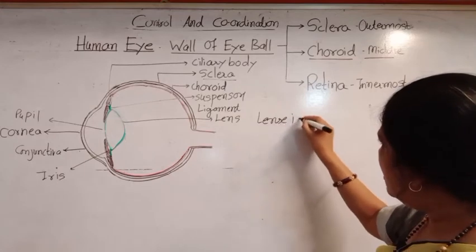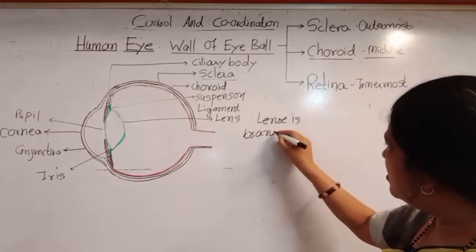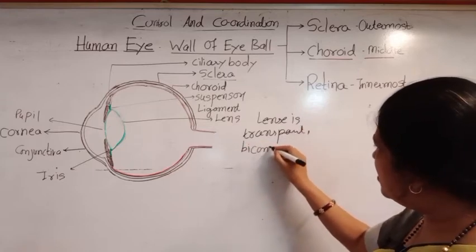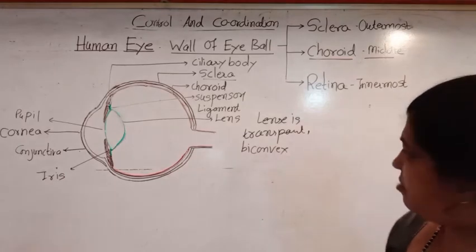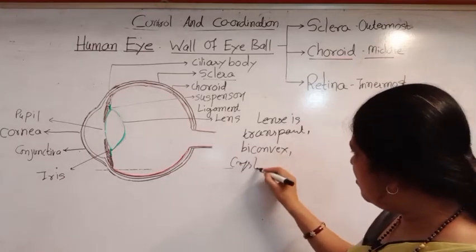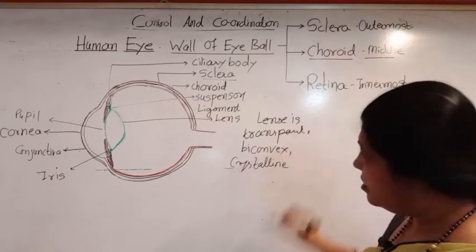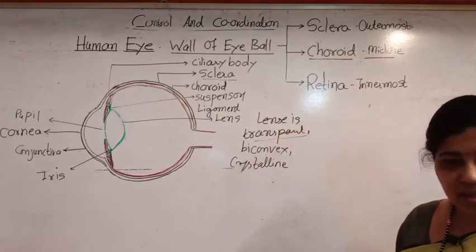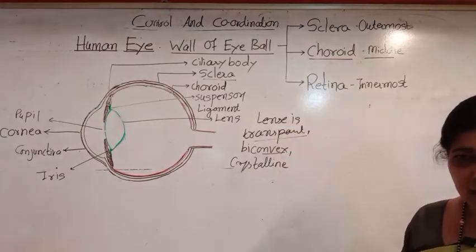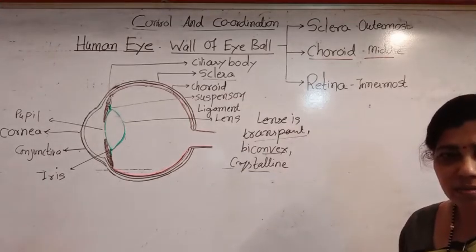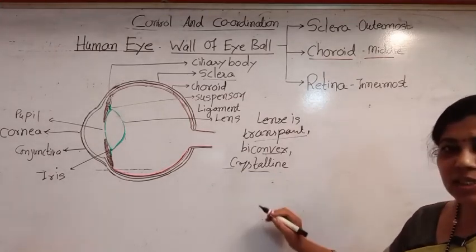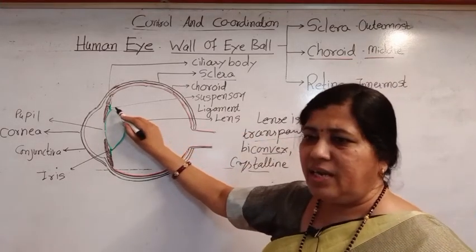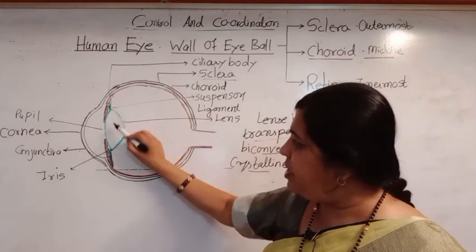So next is lens. Lens is transparent, biconvex and crystalline. It is suspended in the cavity of eyeball with the help of suspensory ligament. So this is suspensory ligament and this is lens.